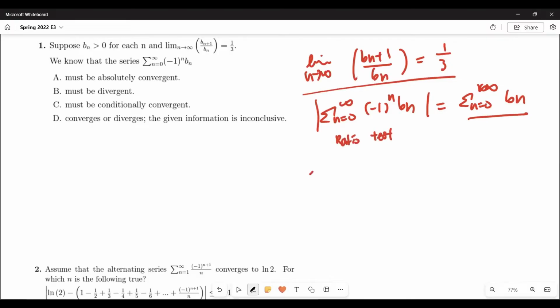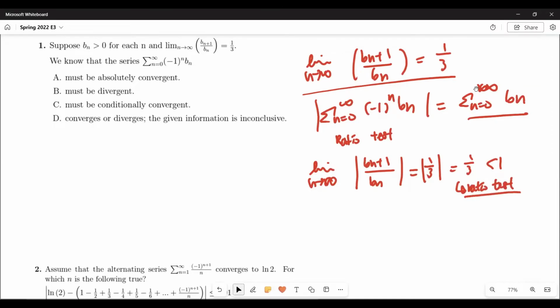Ratio test: the limit as n goes to infinity of B(n+1) over Bn, with the absolute value, is equal to 1/3. If you use the ratio test, this value is 1/3, and this is less than 1, which means the ratio test tells you it's converging. But we also put the absolute value and showed that the ratio test is converging, so this means it is absolutely converging.